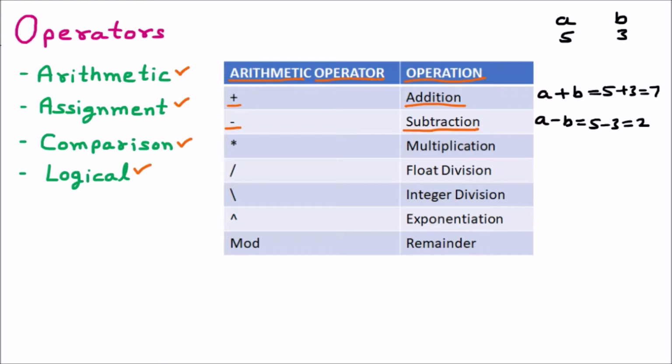The next operator we are having is multiplication. If I want to say multiplication of two numbers, I am writing here A into B. We know that the value of A is 5 and the value of B is 3. So 5 into 3 is 15. So here we have performed the multiplication.